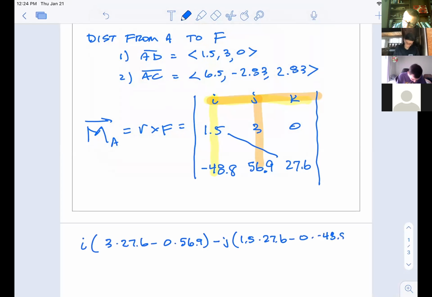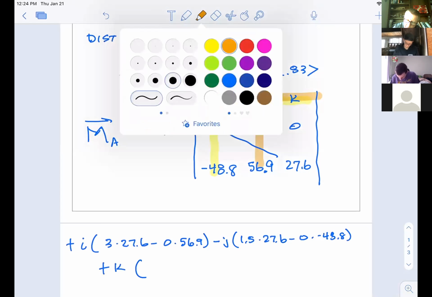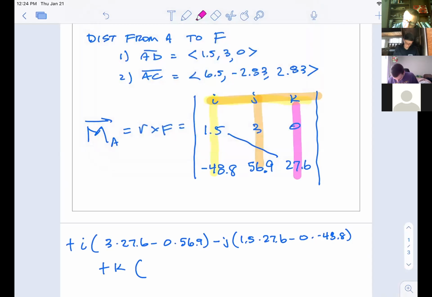What's the K row? Last one to cross out. I need a light color. Pink, I guess. Cross out the K row. What does that leave? 1.5 times 56.9, diagonally from upper left to lower right, minus 3 times negative 48.8. If I can type all that and not screw it up, I have my answer.